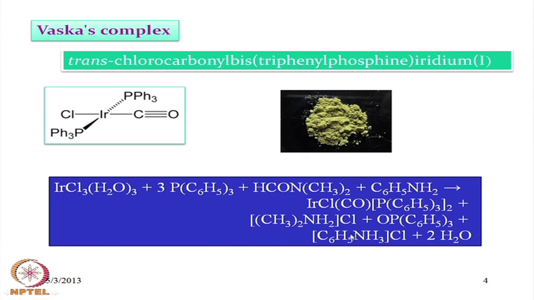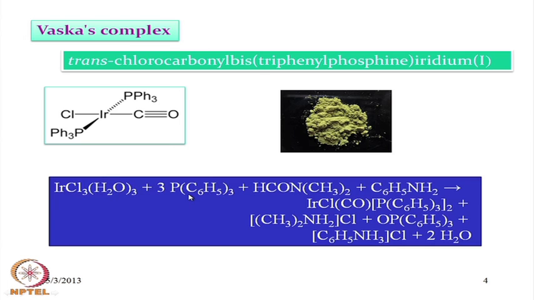So, aniline is also another base. Aniline is also forming the corresponding anilinium chloride, C6H5NH3Cl, and the triphenyl phosphine basically is utilized for the reduction reaction of iridium +3 to iridium +1. For that purpose, one molecule of triphenyl phosphine will be converted to triphenyl phosphine oxide with the elimination of 2 molecules of water.